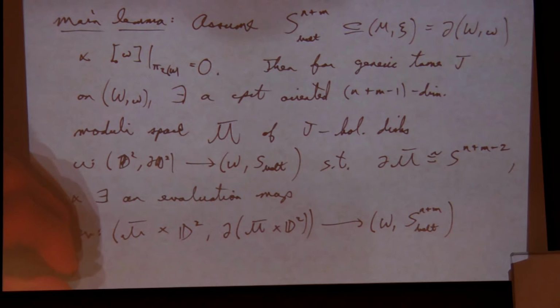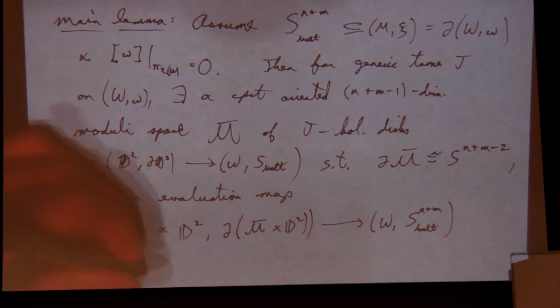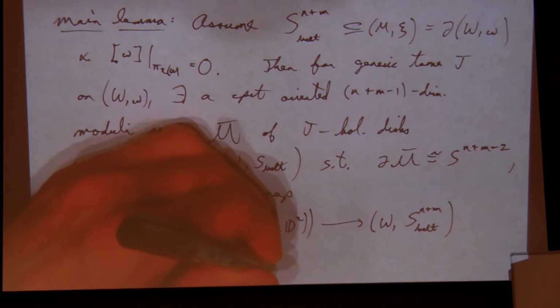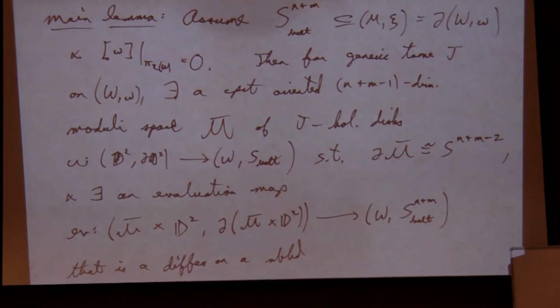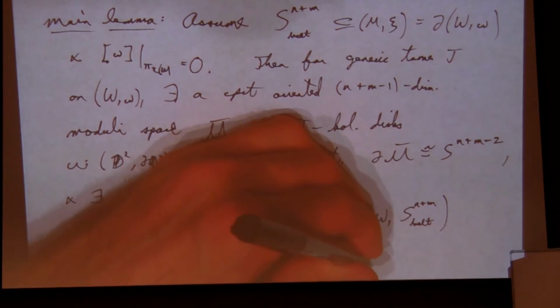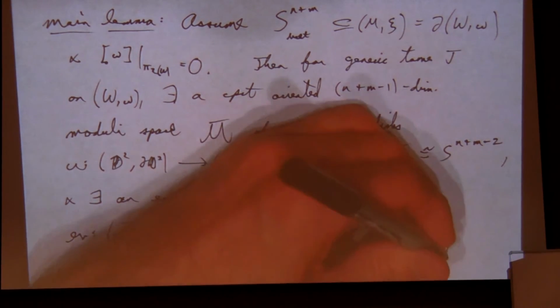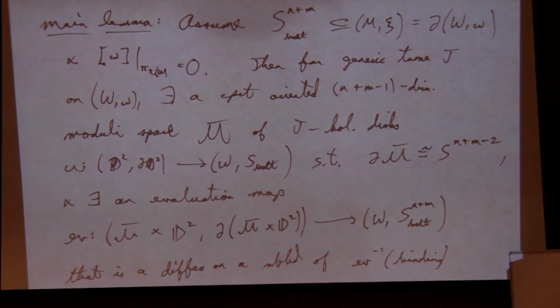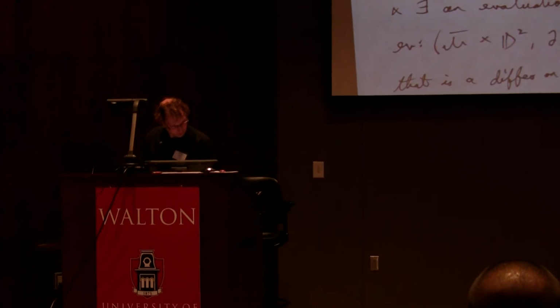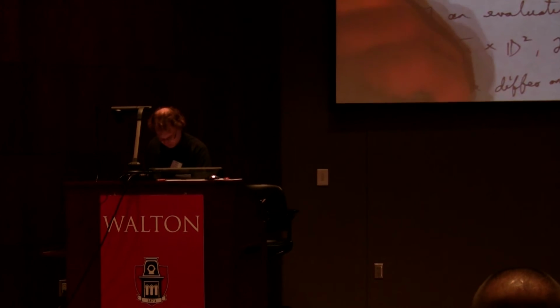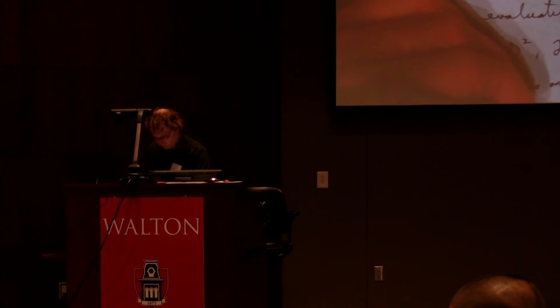I want to say that that is an evaluation map that is a diffeomorphism on a neighborhood of the preimage of the binding. I'm being a little bit sloppy. I should say restricting to the boundary and looking at a neighborhood of points that are sent to the binding, this thing is a diffeomorphism. So in particular, its restriction to the boundary is a map of degree 1.